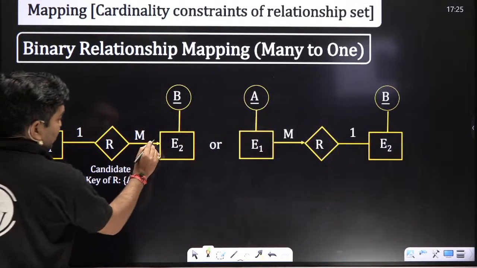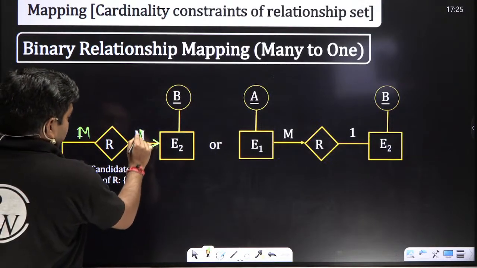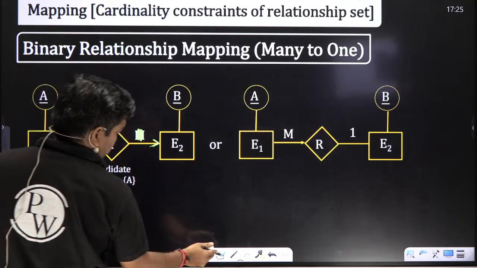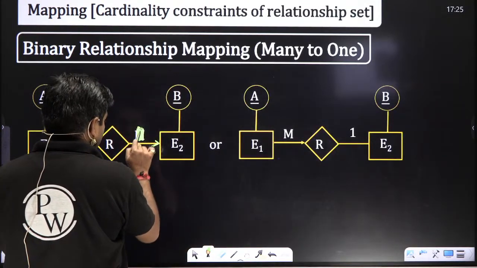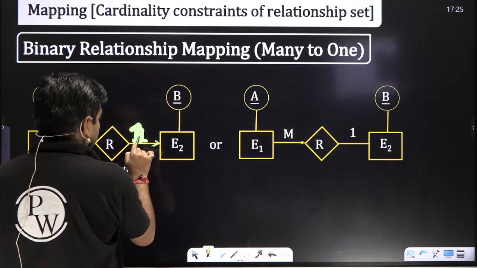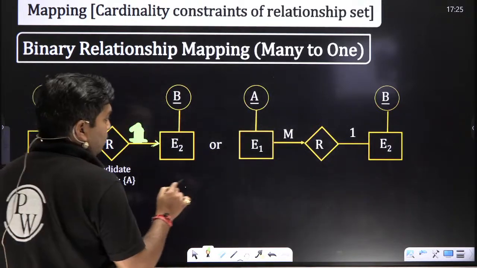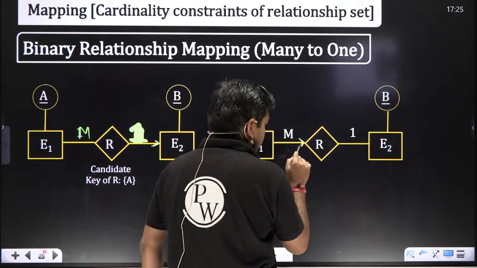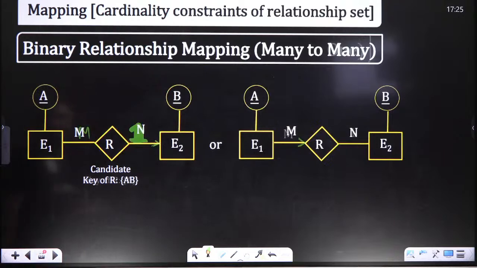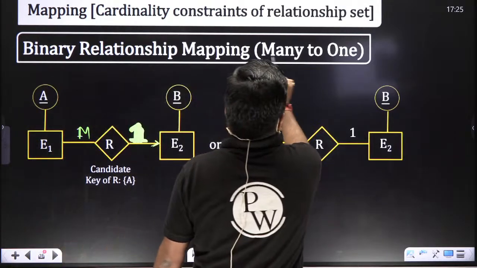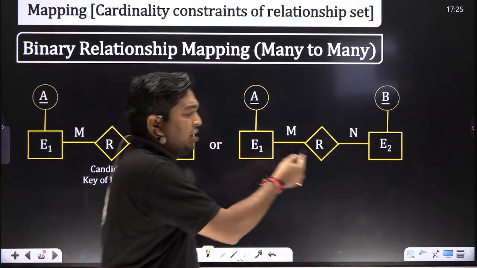Next, many to one. Many to one. Next is many to many, my dear. Many to many, then there is no arrow.